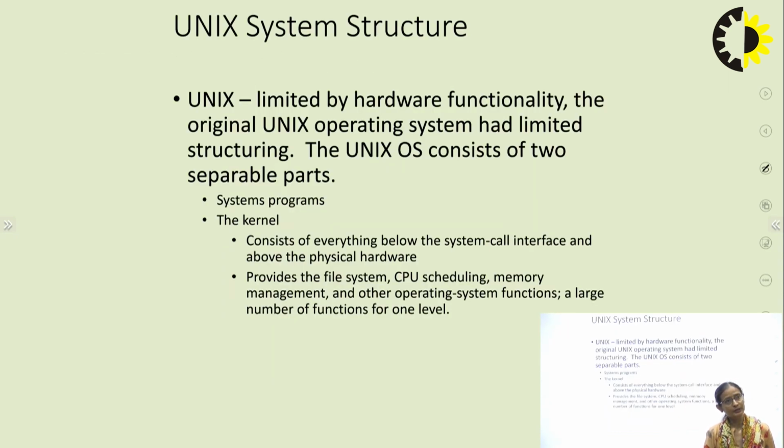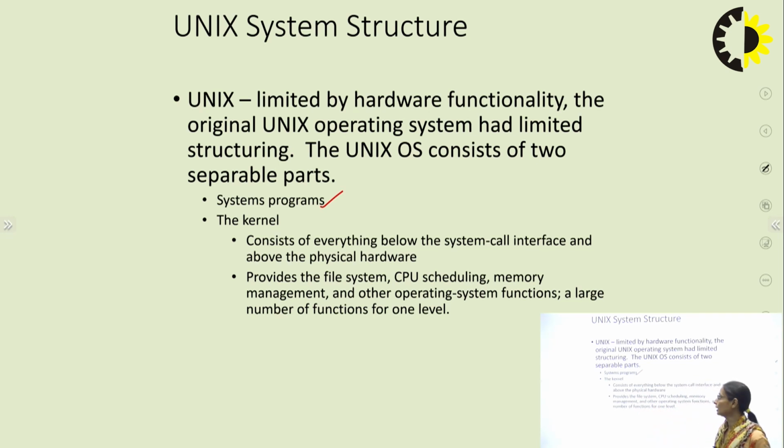Another important system structure which is studied widely is Unix. Unix is basically limited by hardware functionality. The original Unix OS had limited structure, but now this structure has become very complex. The Unix OS consists of two parts, and both these parts can be separated. One is the system programs and another one is the kernel.